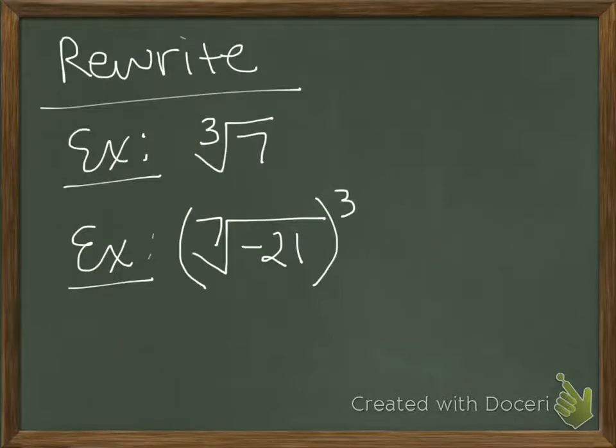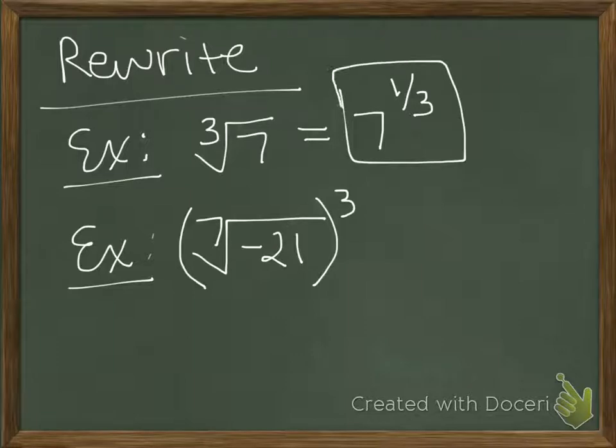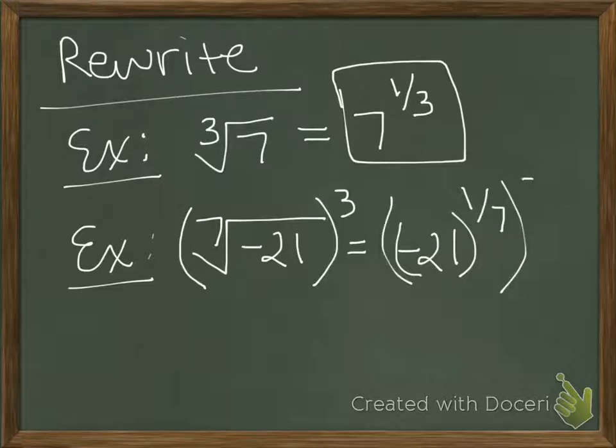Now we're going to do some practice problems that have some rewriting, and some of it's going to have a little bit more than just the simple root. For example, if I have the cube root of 7, this is 7 to the 1/3 power. That's really pretty simple. But if I have the seventh root of negative 21 to the 3rd power, this is going to be negative 21 in parentheses, because I don't want to lose the negative, to the 1/7 power, and then all of that is to the 3rd power.